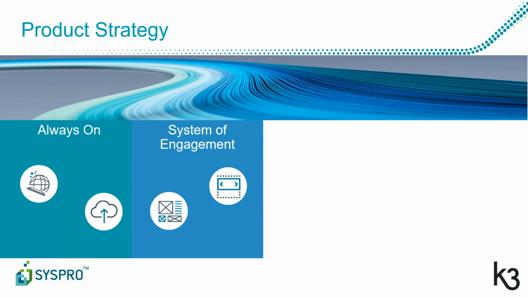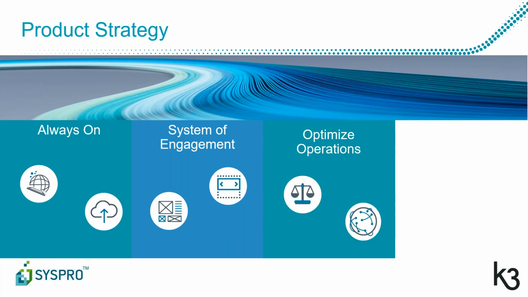Our system of engagement pillar is an acknowledgement that we want to make sure the system that we use in our businesses is as easy to use as our phones. It needs to be intuitive, it needs to be easily accessible, it needs to make sure that we're driving the behavior that we want our end users to be able to drive towards improving the businesses.